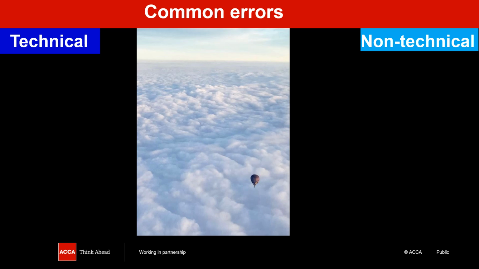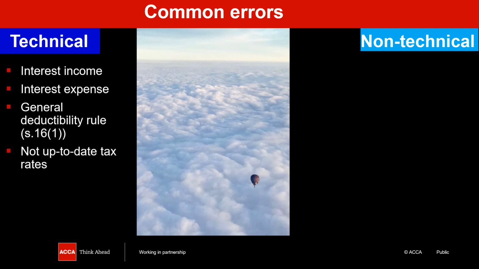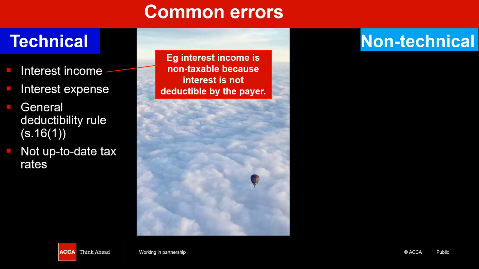One of the common misconceptions is that students thought that an income is taxable if it is deductible on the other side, or vice versa, the so-called asymmetrical basis. But this is incorrect. Take interest income as an example. Candidates thought that interest income is non-taxable if the amount is not deductible by the payer. However, this is not correct by concept.